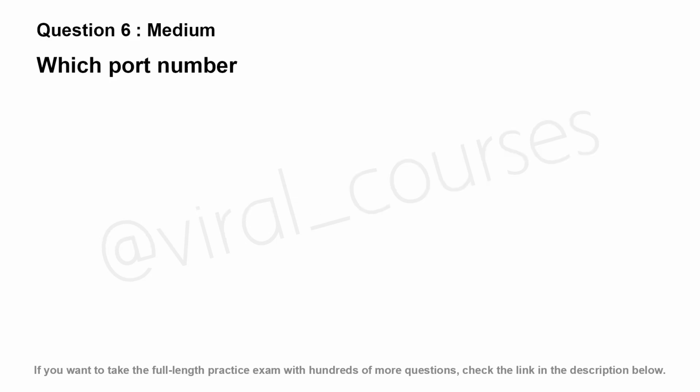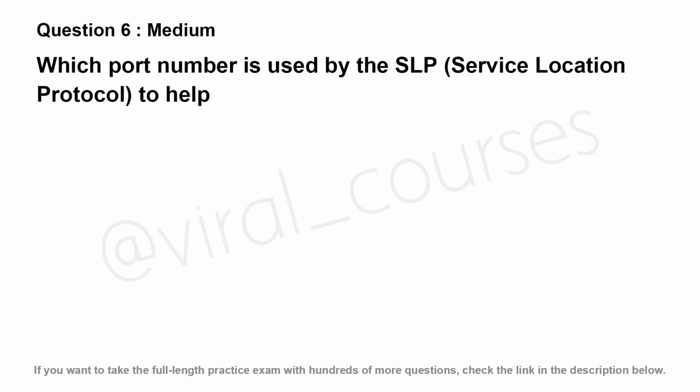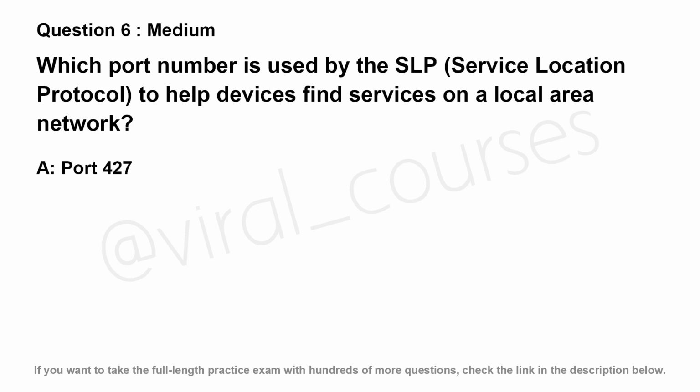Which port number is used by the SLP, Service Location Protocol, to help devices find services on a local area network? Option A, port 427. Option B, port 445. Option C, port 548. Option D, port 143.